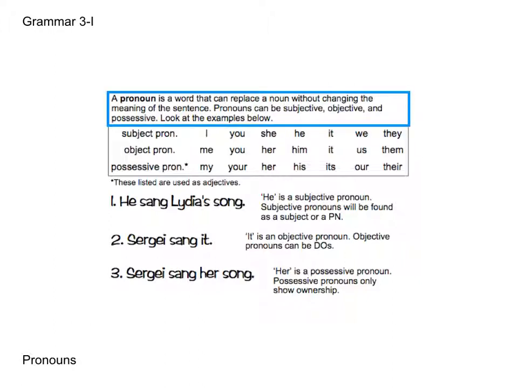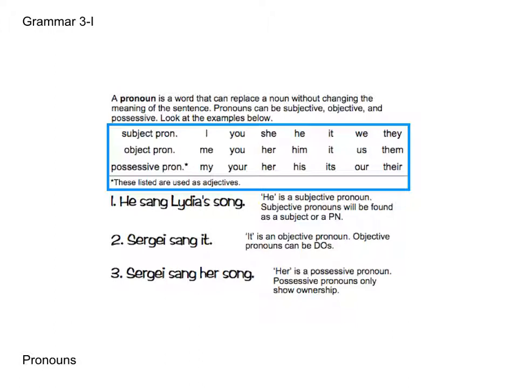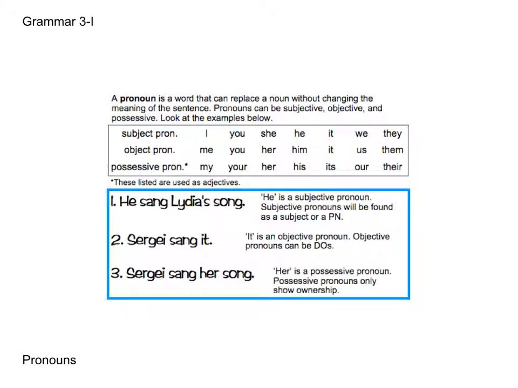A pronoun is a word that can replace a noun without changing the meaning of the sentence. Pronouns can be subjective, objective, and possessive. Look at the examples below. So here we have our list of subjective, objective, and possessive pronouns, and we're just going to slide right past that and get into our examples.